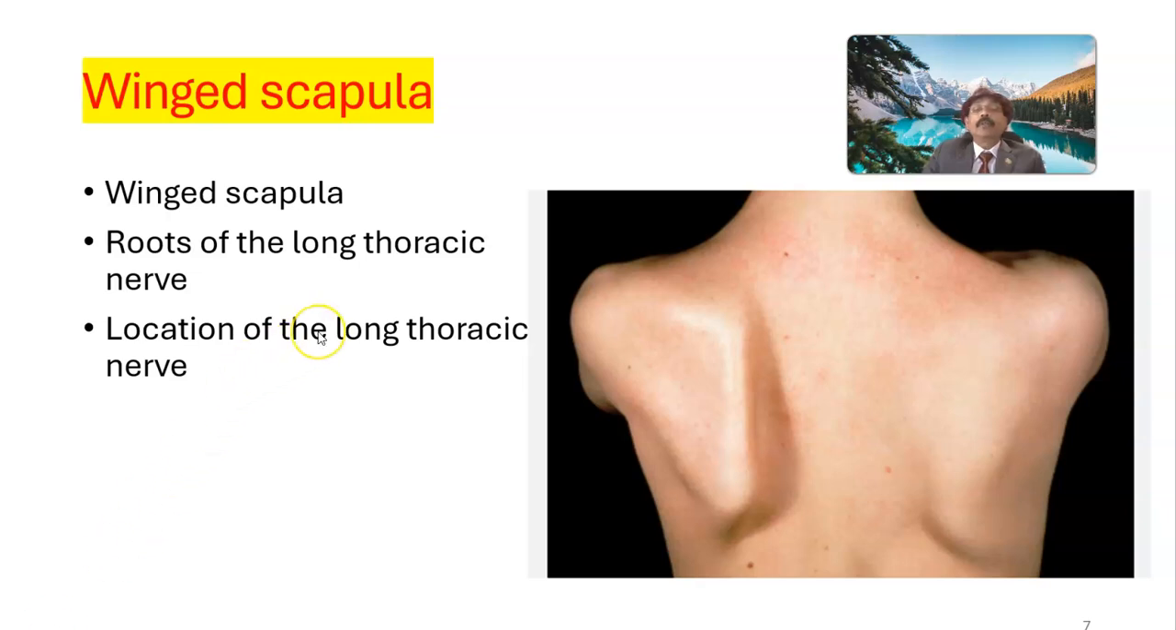Location of the long thoracic nerve: from the posterior triangle, it enters the axilla behind the clavicle, behind the axillary vessels and brachial plexus. It passes over the serratus anterior muscle, so it is not underneath the serratus anterior. It is passing over the serratus anterior. That's why it is more vulnerable to injury. The long thoracic nerve has root value C5, C6, C7.